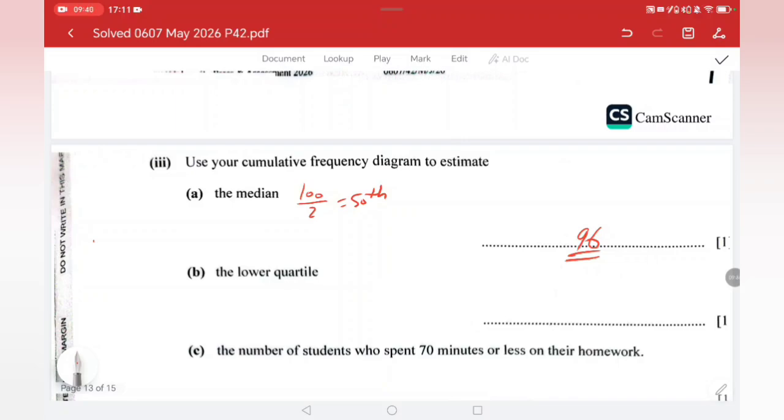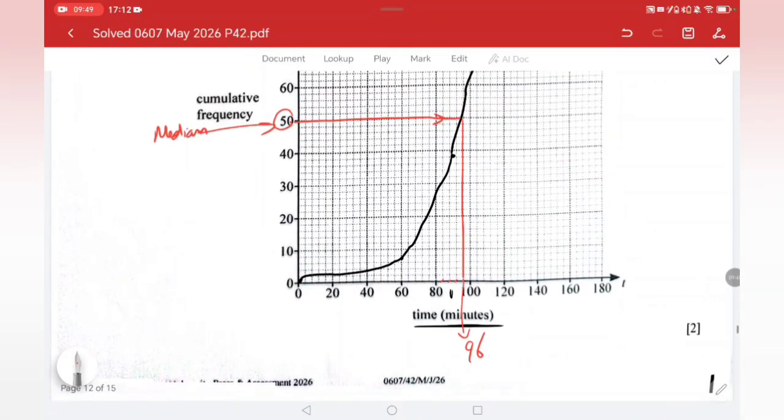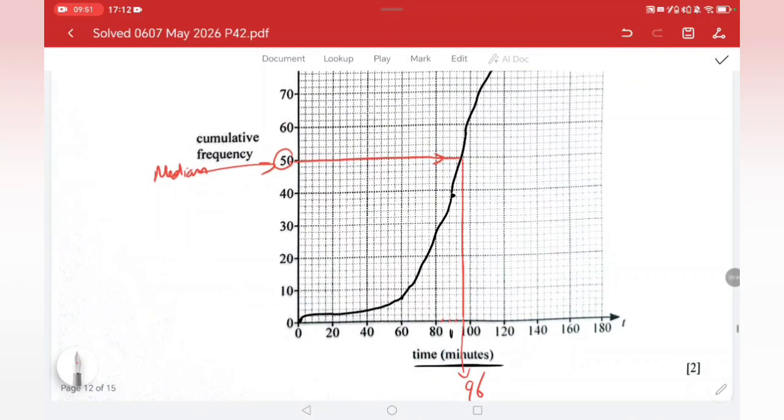The lower quartile, so we will divide by 4 or 1/4 times n, so the 25th. Let's see where we can find it. So the lower quartile should be here.